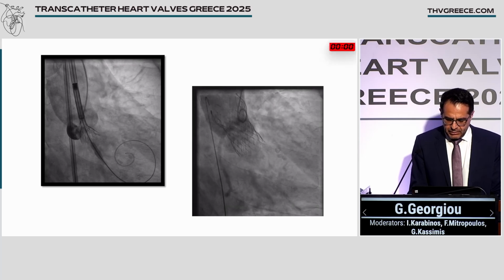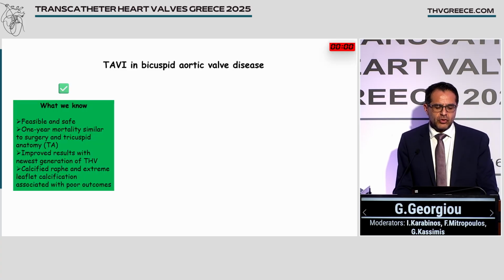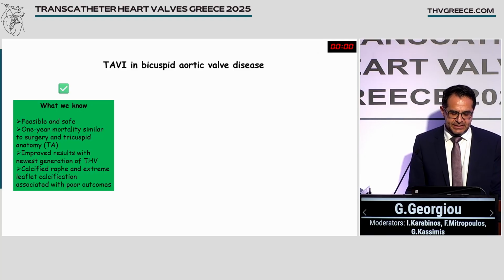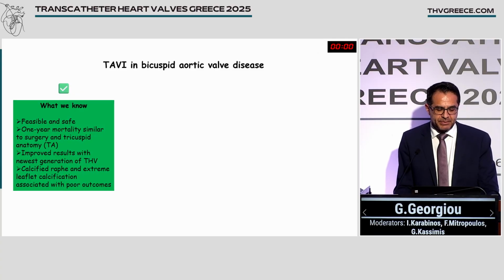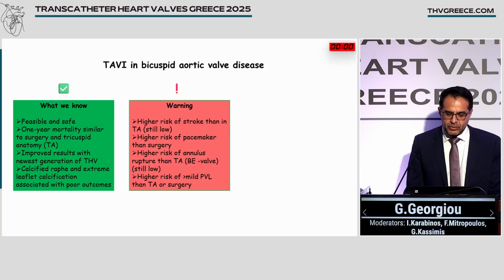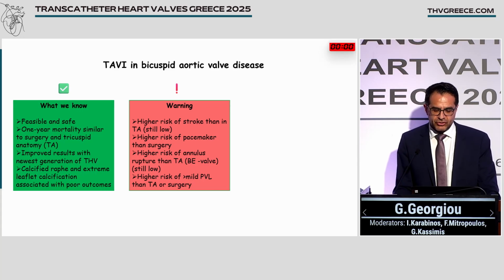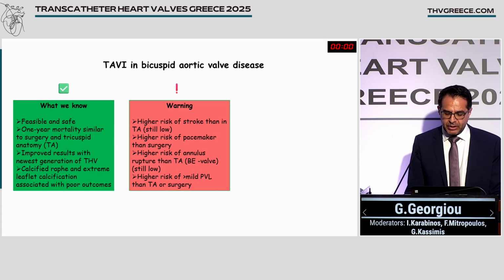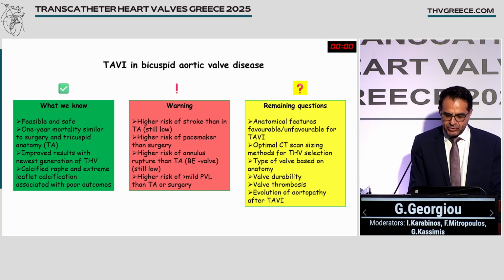So finally, ladies and gentlemen, dear Chairman, what we know about TAVI in bicuspid aortic valve disease is that it's feasible and safe. One-year mortality is similar to surgery and tricuspid anatomy. We have improved results with the newest generation of transcatheter heart valves. Calcified raphe and extreme leaflet calcification are associated with poor outcomes. What are the warning signs about TAVI in bicuspid aortic valve? Higher risk of stroke than in tricuspid anatomy, higher risk of pacemaker than surgery, higher risk of annulus rupture, especially with a balloon expandable valve, and higher risk of more than mild paravalvular leak than tricuspid anatomy or surgery.